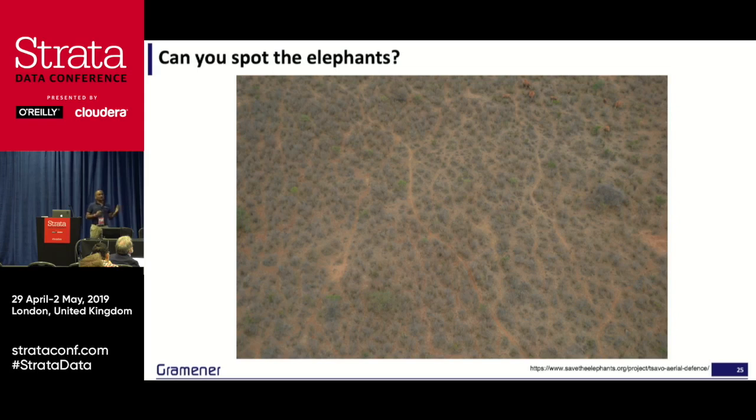So this is an actual aerial shot from Save the Elephant Foundation. They fly light aircraft which takes a series of pictures across the entire African landscape. And the intent is to identify threats to elephants here. So we go about a similar process of model building to identify, detect and count the elephants.